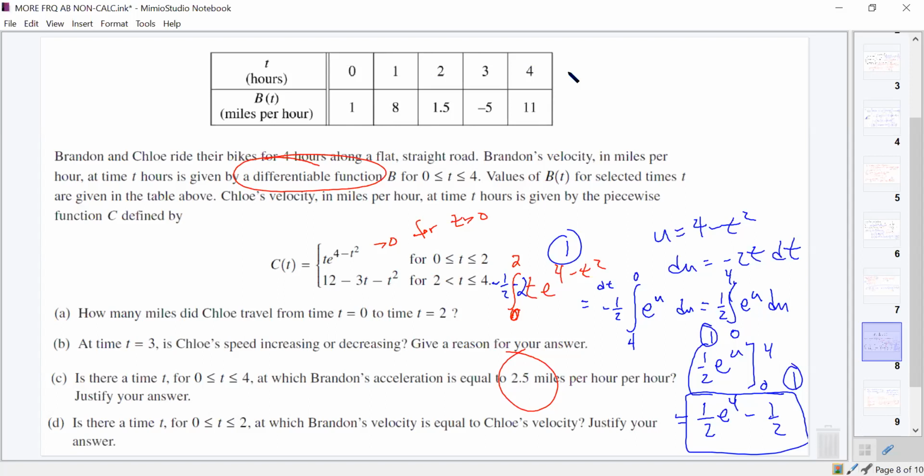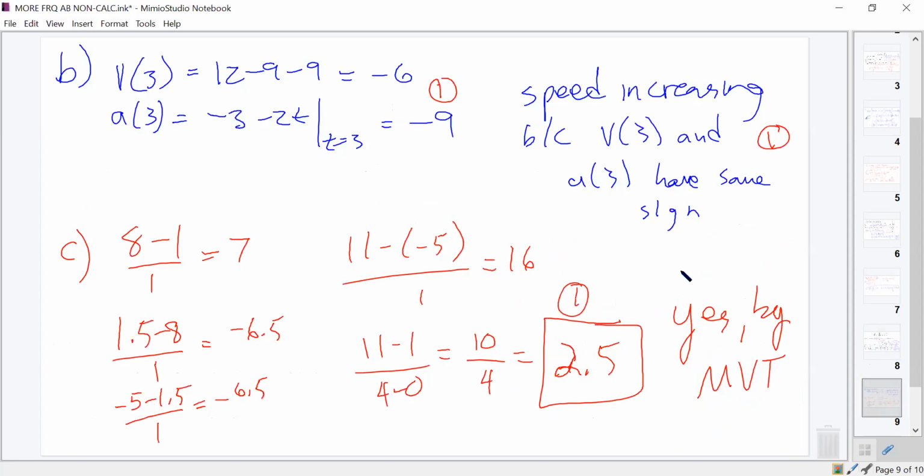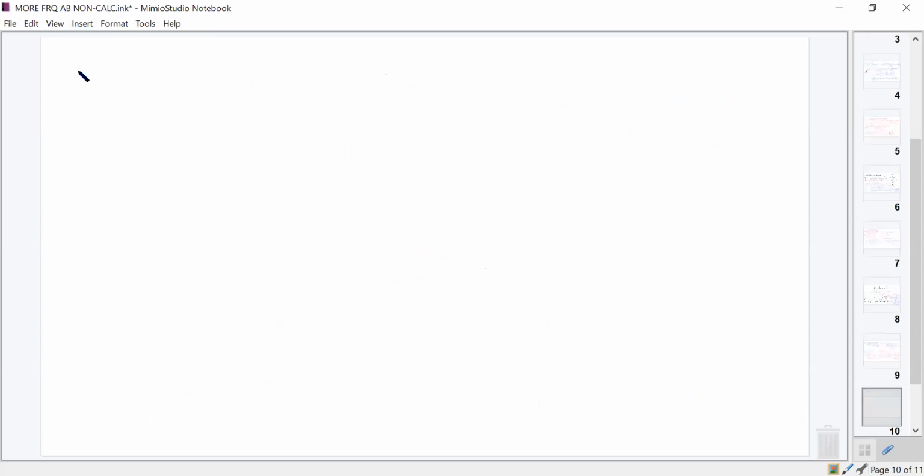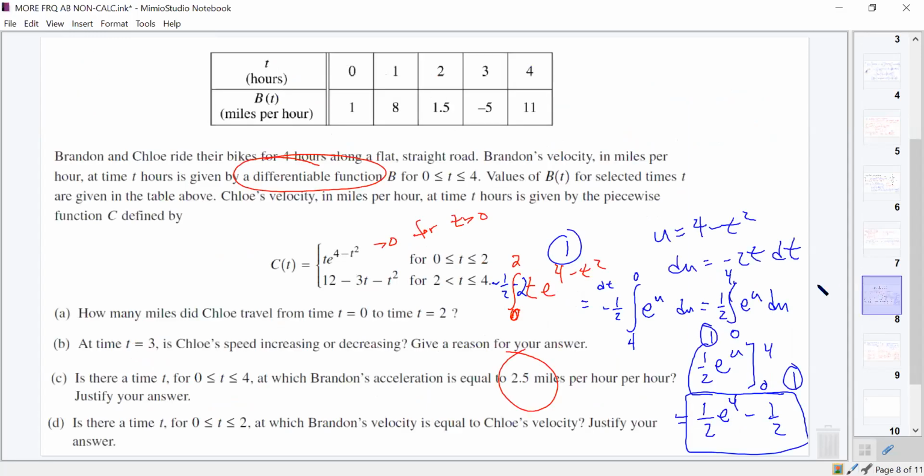That was worth 2 points. 1 point for getting the value and 1 point with your explanation that included continuous, differentiable, and MVT. Good? Oh, good. All right. Part D. Is there a time between 0 and 2 in which Brandon's velocity is equal to Chloe's velocity?